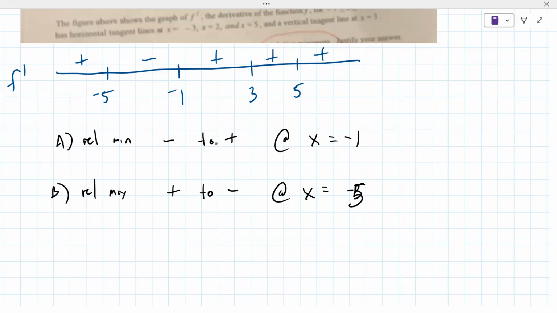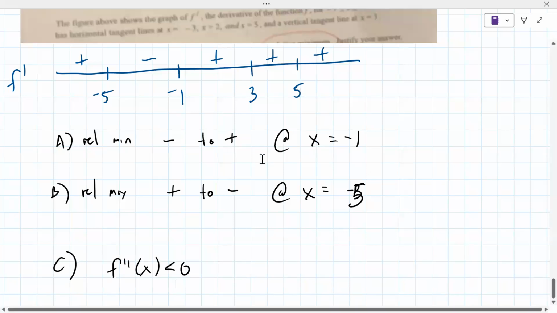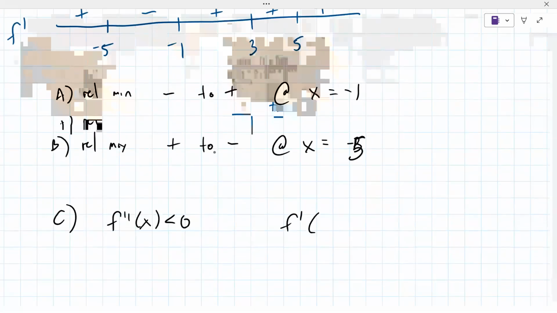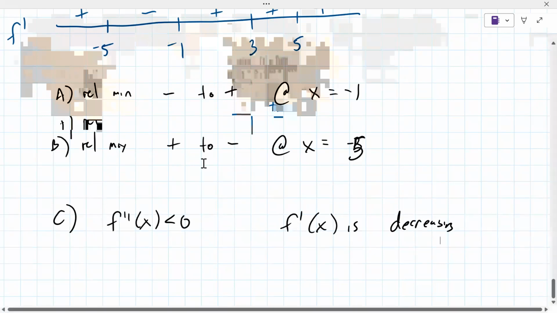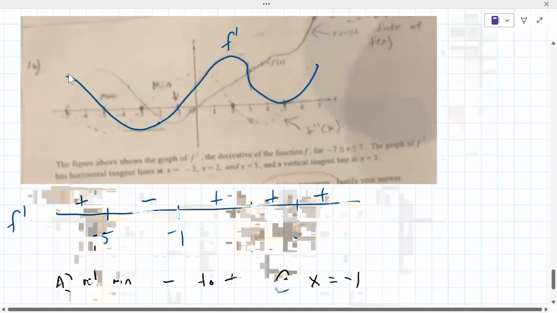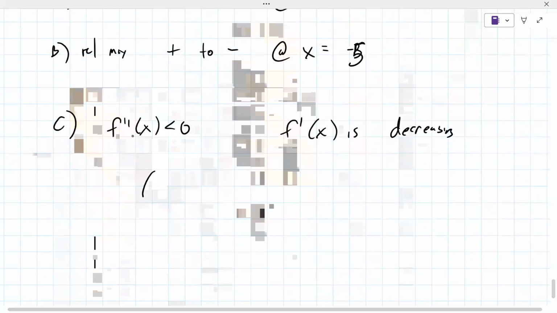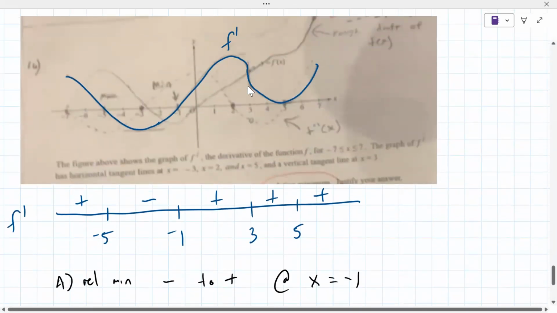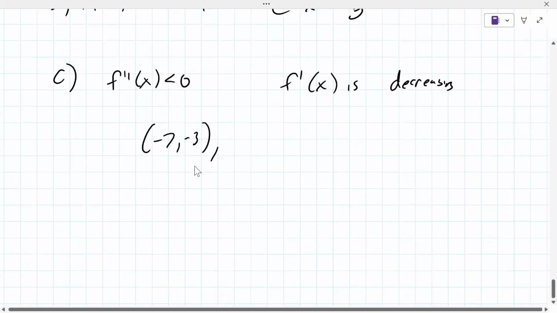Now, C asks where the second derivative is less than 0. That's concave down. But it's wherever the first derivative, f prime of x, is decreasing, because the second derivative is the slope of the first derivative, so it has a negative slope when it's decreasing. So where is the graph going down and to the right? It goes down in this whole region here from -7 to -3. That's region number 1. And then 3 to 5.